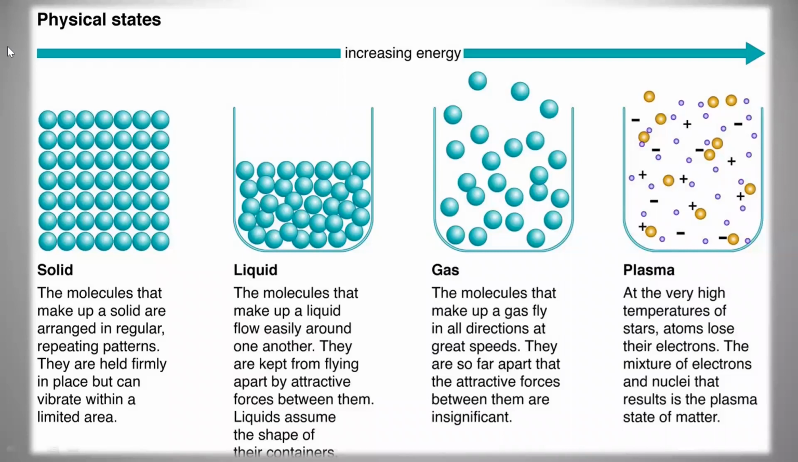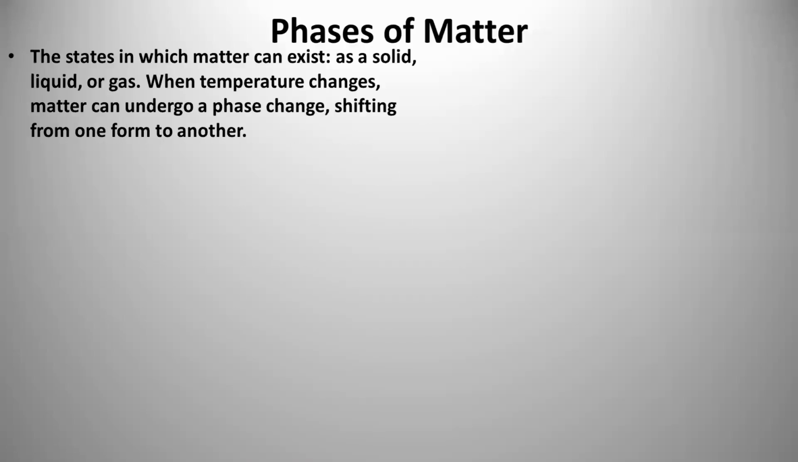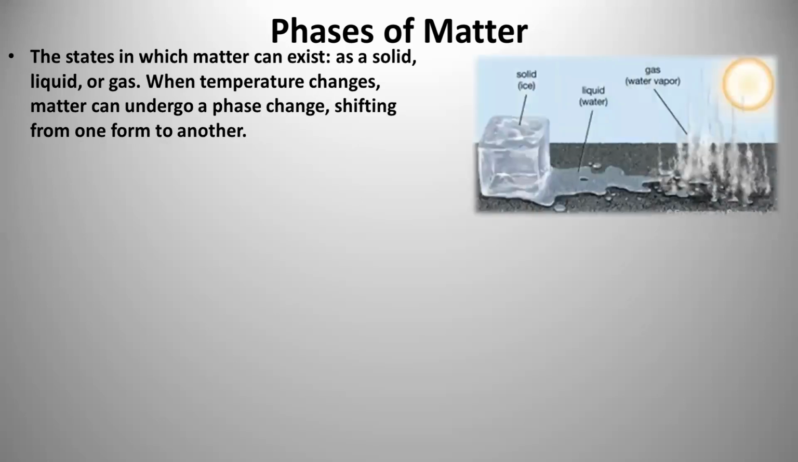Now you can see physical states: solid to liquid, liquid to gas, and gas to plasma. They change as the energy is increasing. Phase of matter is the state in which matter can exist as a solid, liquid, or gas. When temperature changes, matter can undergo a phase change, shifting from one form to another. Like this, this is an example.